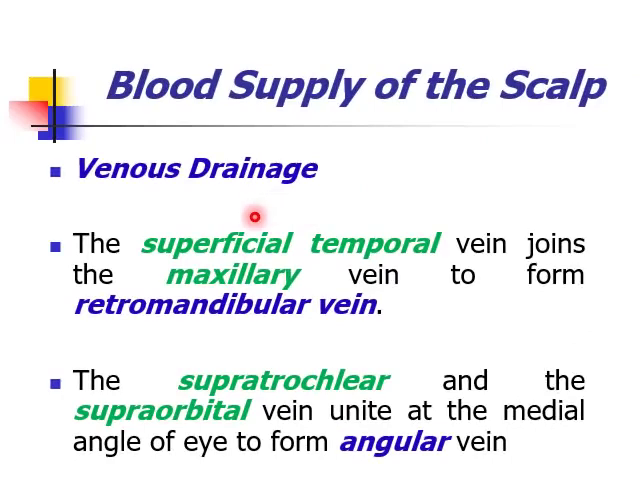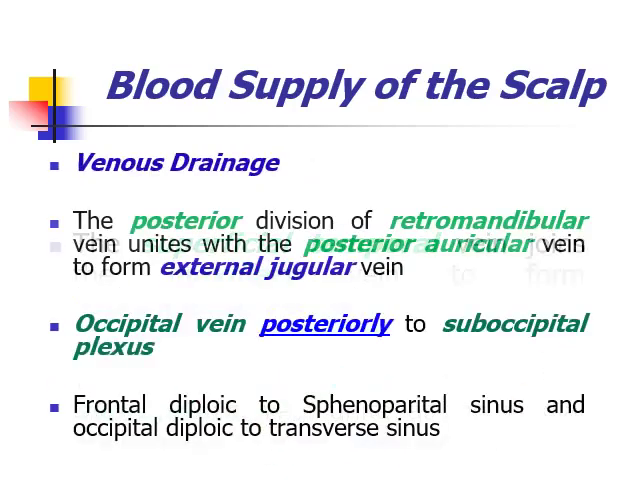Other veins present at the superficial aspect of the scalp include mainly the superficial temporal vein, joining the maxillary to form the retromandibular. We've got supraorbital and supratrochlear veins, equivalent to the arteries coming from the front of the scalp. Both unite with each other at the medial angle of the eye, forming the angular vein. The posterior division of the retromandibular unites with the posterior auricular, forming the external jugular. The occipital vein, coming from the back, drains the occipital artery area and goes to the suboccipital venous plexus.